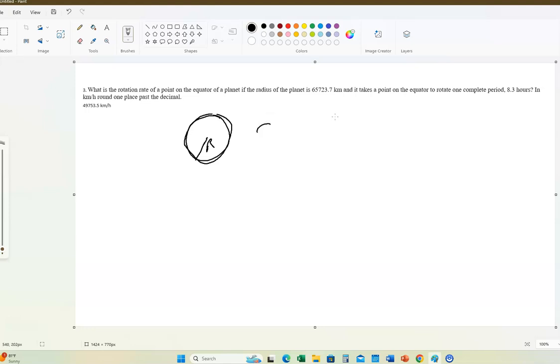The circumference of any circle, this is universally true, is equal to 2 pi times the radius. That's just always true for all circles. So the idea here is, what's the velocity? The velocity is the distance divided by the time, or in this case, the period. The distance that a point travels is really the circumference.